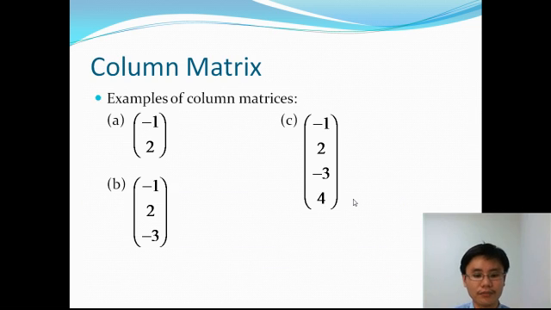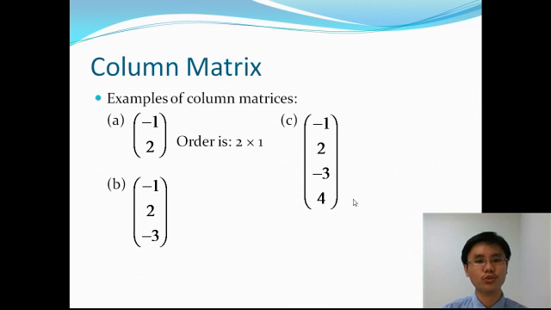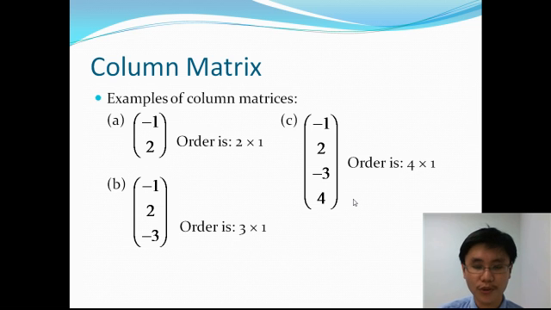The second type of matrix that we are going to determine is column matrix. Here are some examples of column matrices. What is the order of the column matrix in A? Yes, the order is 2 by 1 because it has 2 rows and 1 column. Let's try another one. What is the order of the column matrix in B? Yes, the order is 3 by 1 because it has 3 rows and 1 column. Lastly, what is the order of the matrix in C? Good. The order is 4 by 1 because it has 4 rows and 1 column.